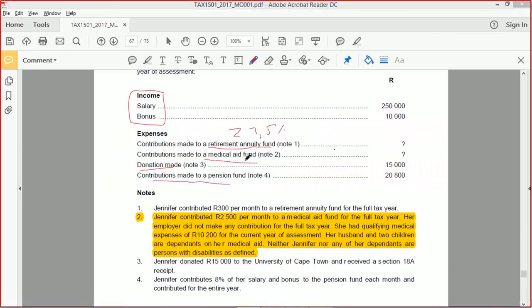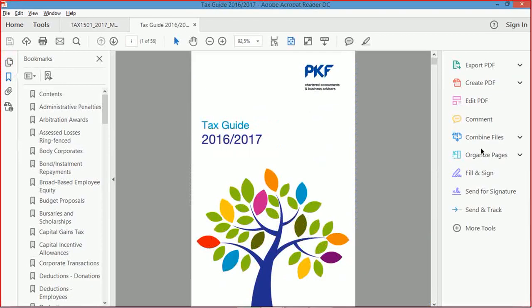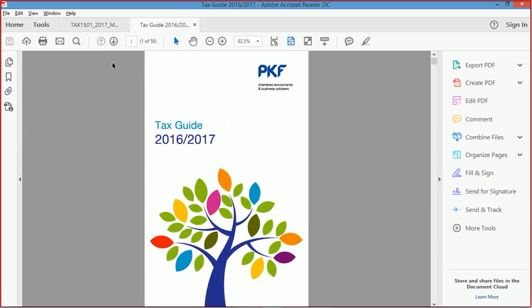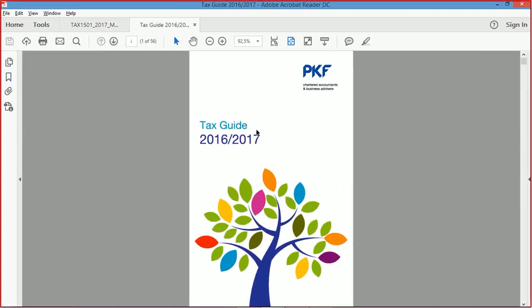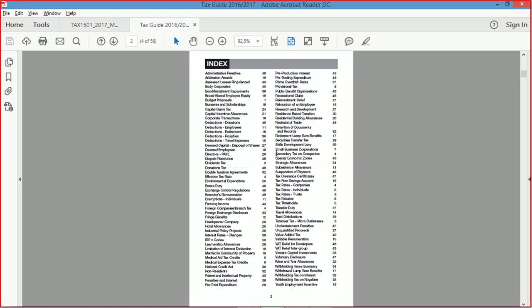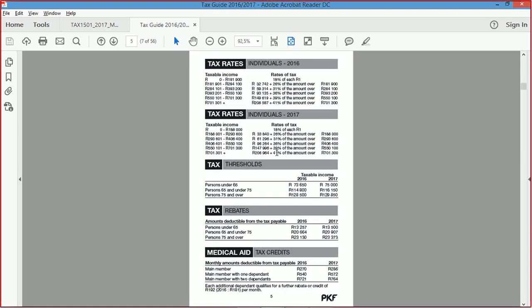Did I close that file? Yeah, I did. Where's the PKF document? Let me open the PKF. Just want to show you this. Okay, here's the PKF 2016-2017 thing. You said they give you this in the exam, so they should have given you a note about donations.